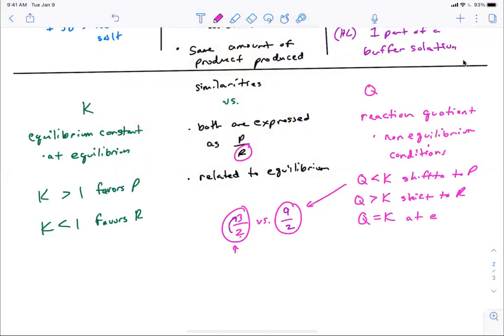If Q is equal to K, then you're at equilibrium. I would say this is more of a multiple choice kind of question, where they give you the K value and maybe give you the concentrations of the reactants and products at a given situation, then ask you to identify which way it has to shift to reach equilibrium. And so that's where you're applying this concept of K, capital K, versus Q.